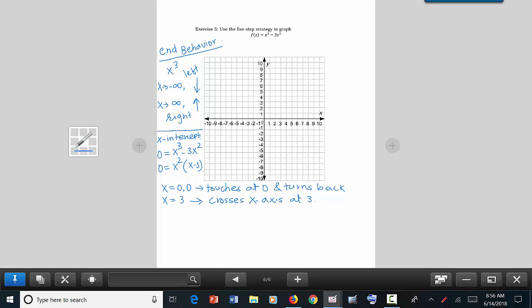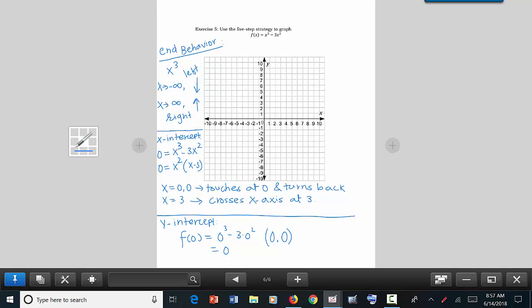Now let's find the y-intercept. Just plug 0 into the function, f of 0. This equals 0 cubed minus 3 times 0 squared. That gives 0. So the y-intercept is also at x 0, y 0.